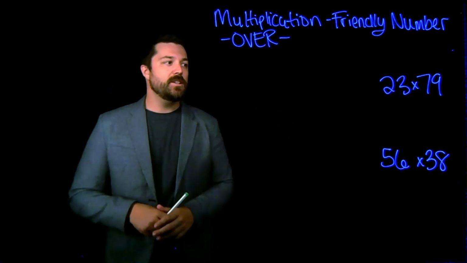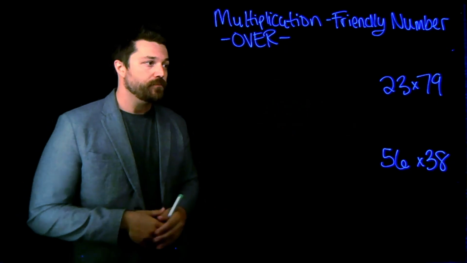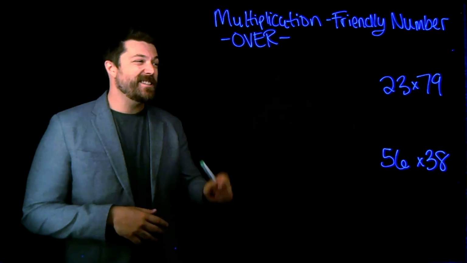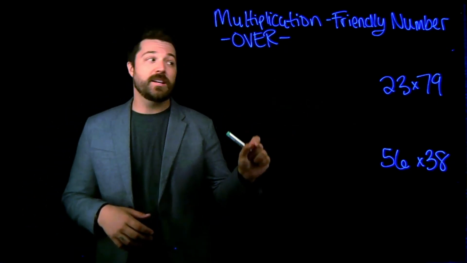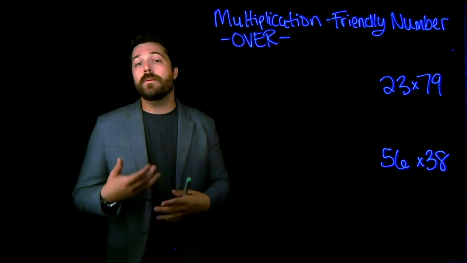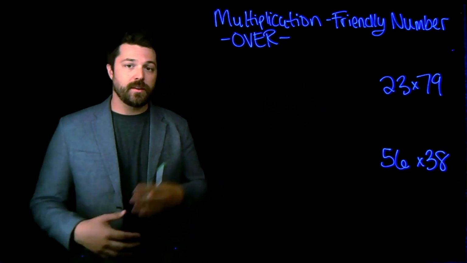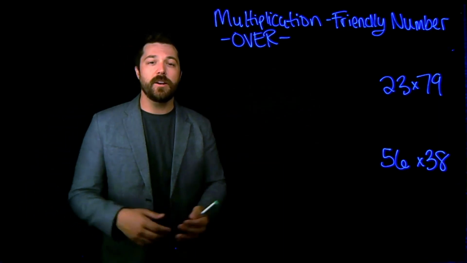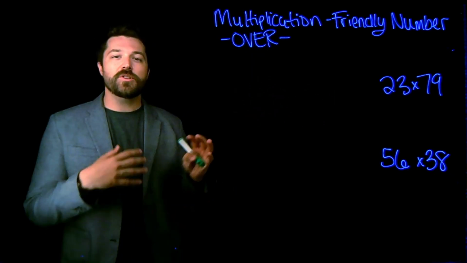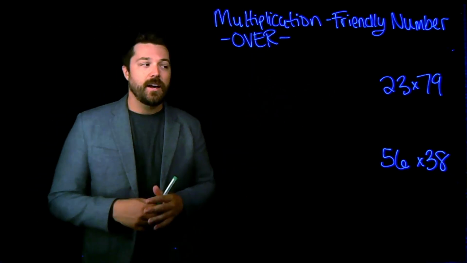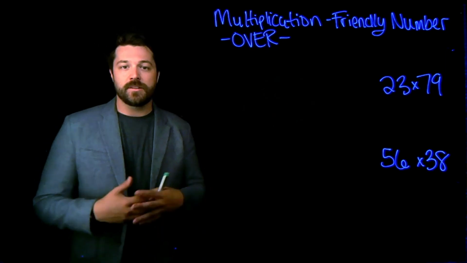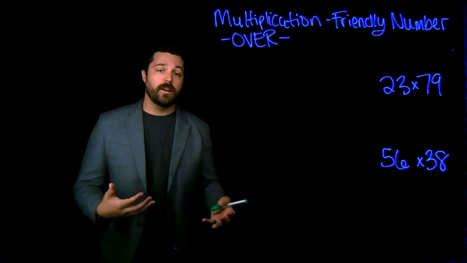So when I see 23 times 79, the first thing I notice is that 79 is really close to 80, and 80 would be a lot easier to work with than 79. So I'm already starting to think I want to try to get to 80, because I think I can get to 80 without having to do too much difficult calculation.